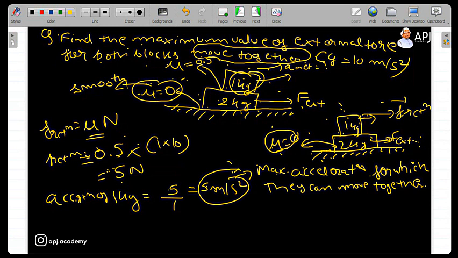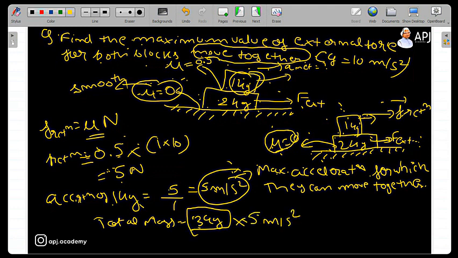Okay, done. Now, if 5 meter per second square is the maximum acceleration of the system, and the total mass of the system is, what is the total mass? 3 kg. Okay, if 3 kg is the total mass of the system and the maximum acceleration of the system is 5 meter per second square, then mass into acceleration is what? Your maximum force, which is nothing but 5 into 3.